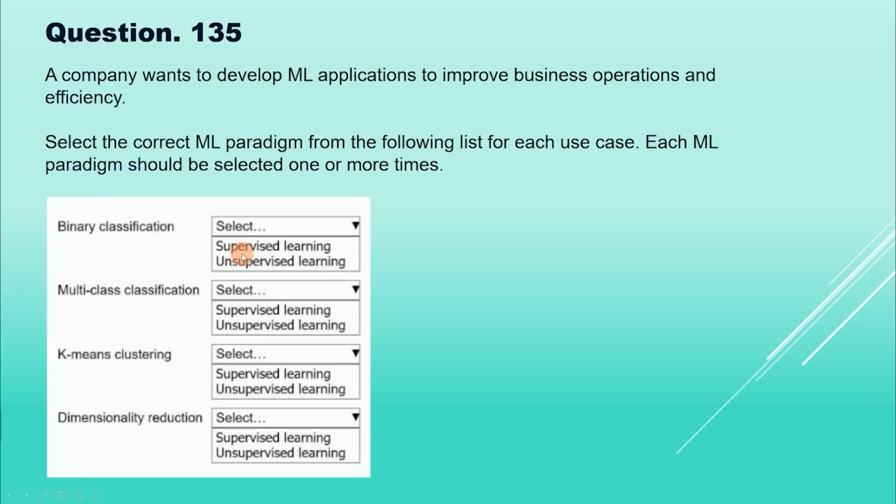Obviously, you have to select multiple times because there are just a few options and four questions, you can say. Binary classification, one of these should be correct. Multi-class classification, one of these. K-means clustering, one of these will be correct. Dimensionality reduction, one of these will be correct. So take your time to understand the question and guess the correct answer.